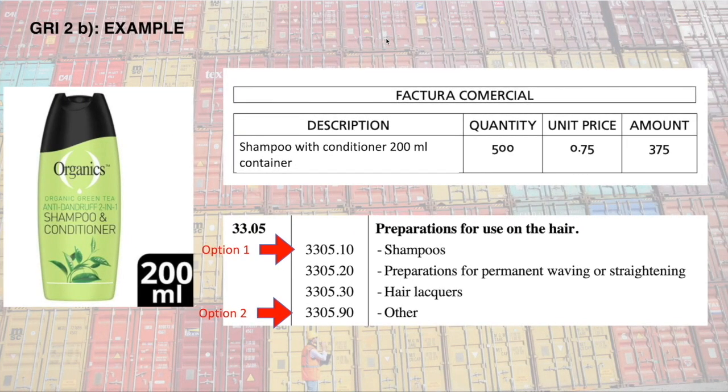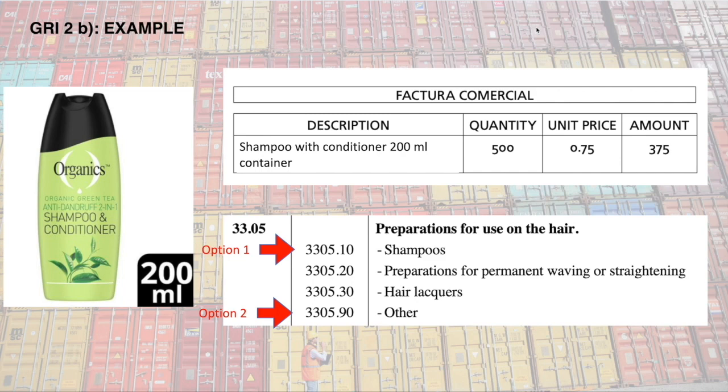In this example, there is a shampoo mixed with conditioner. We can see that within heading 3305, hair preparations, there are 3305.10 shampoos, 3305.20 preparations for permanent waving or straightening, 3305.30 hairsprays, and 3305.90 all the rest, other preparations for use on the hair.